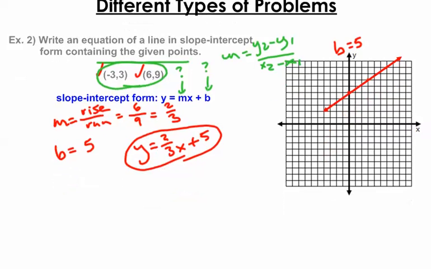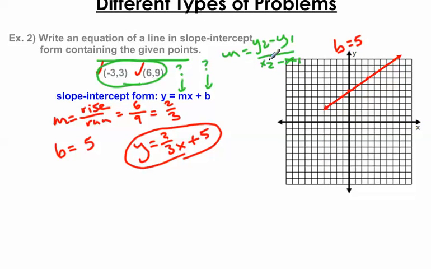Let's say we found the slope using this equation here, and the slope was 2 over 3. Let's solve this. So we would have y equals 2 over 3x plus b. You can actually pick either one of these coordinates to plug into this equation. You can do the negative 3, 3 or the 6, 9, and it's still going to get you the 5. I'm going to choose this one because it has 2 positive numbers.